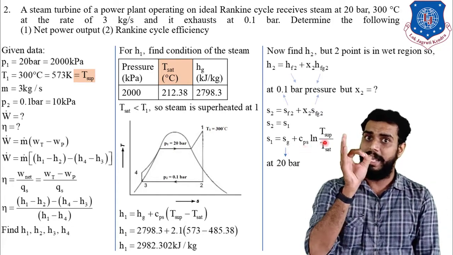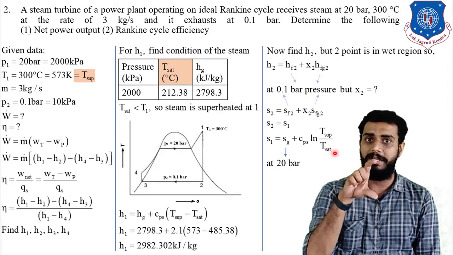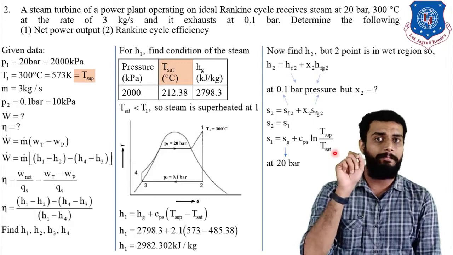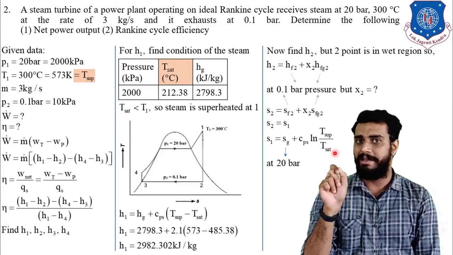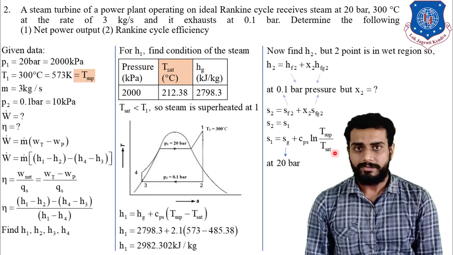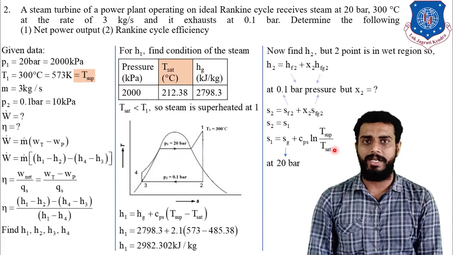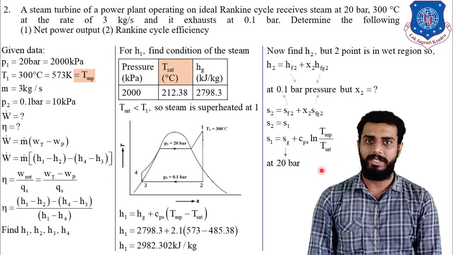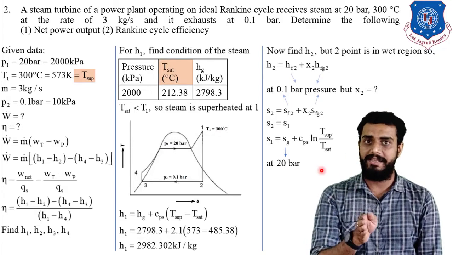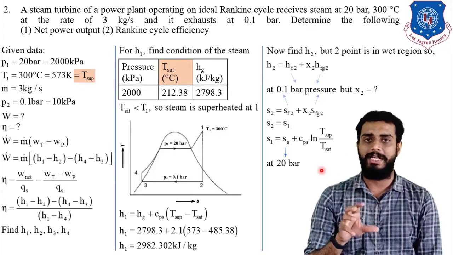Remember students, in ln T superheated by T saturated, always take temperature in Kelvin. Don't make the mistake of taking the temperature in degrees Celsius. Clear? Okay. Now that means, for the equation of S1 or entropy of superheated steam, we have all the values available with us, that is Sg, Cps, T superheated and T saturated. So we can easily find out S1.